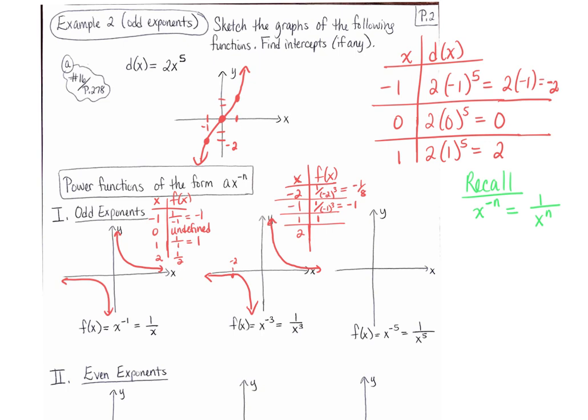One over what? 8, good. You get 1 over 8. 1 over 2 cubed. 2 cubed is 8. Okay, and then you could plot those points. So whenever we graph x to the -5th, that's 1 over x to the 5th, then this is your graph.